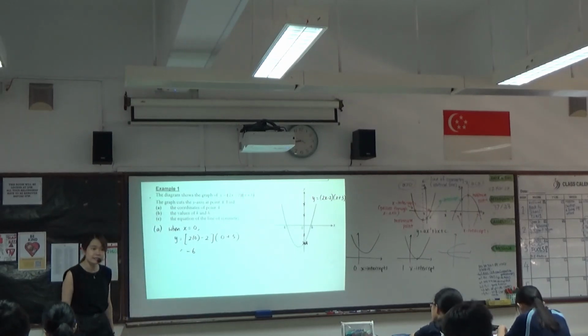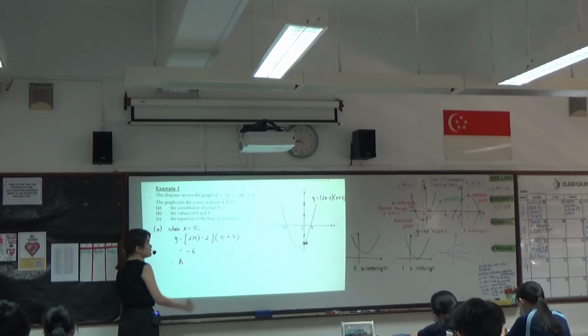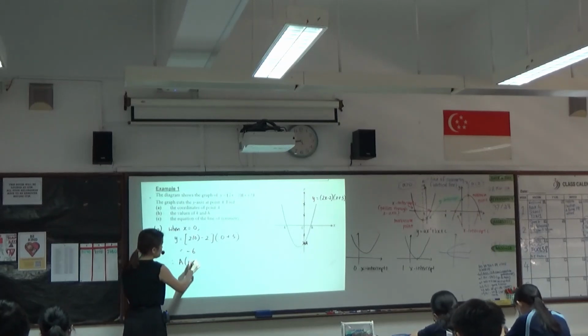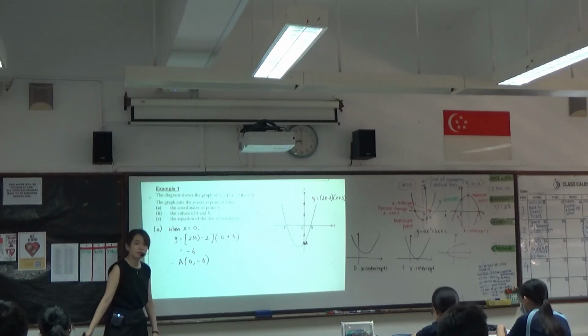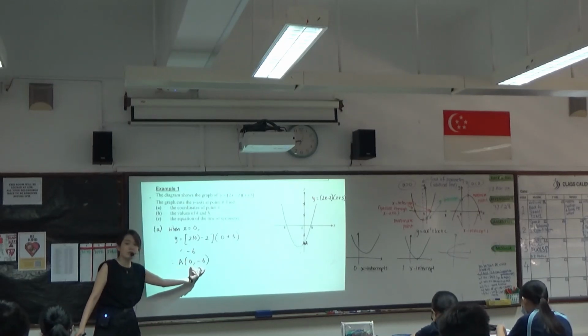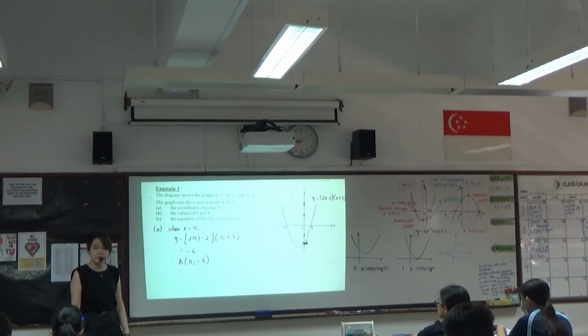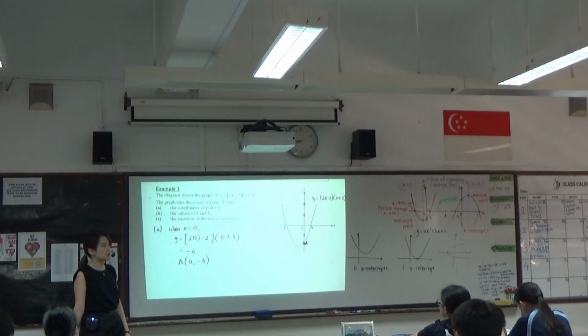But this is not the answer. The question is asking for coordinates. So the coordinates of A will be (0, -6). I label the A. The coordinates is actually the one in brackets, (0, -6). You must have the brackets because that's how coordinates are written.